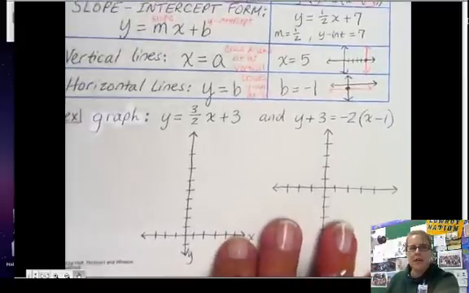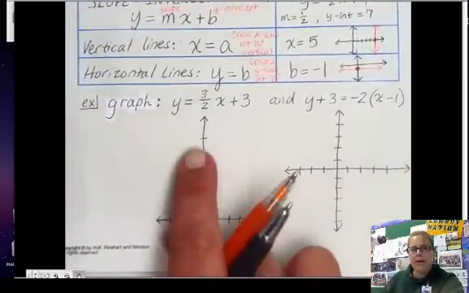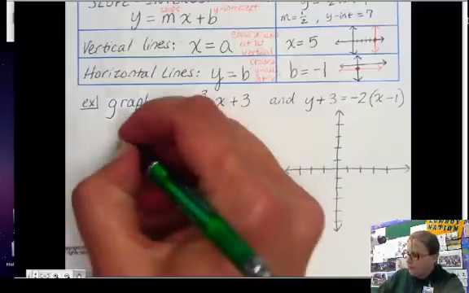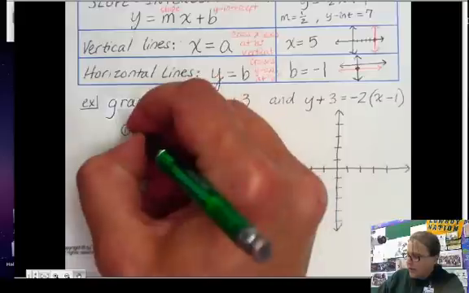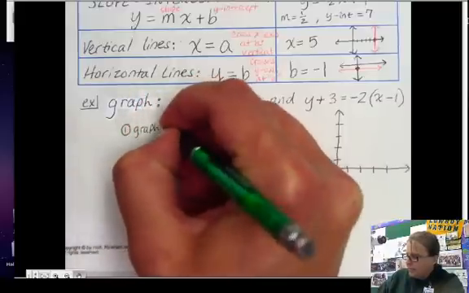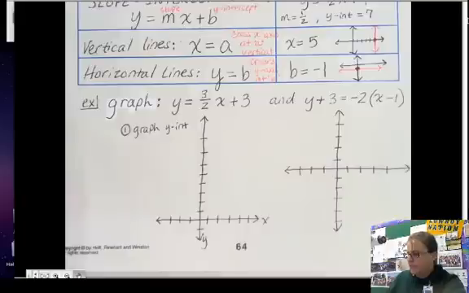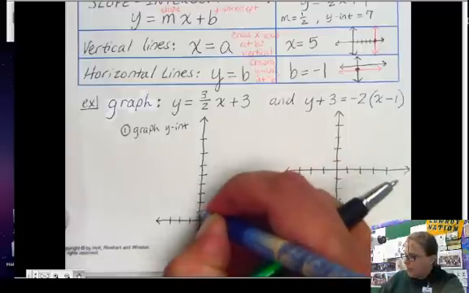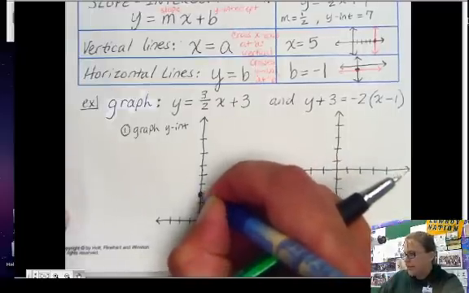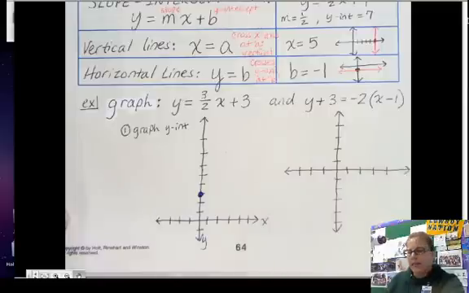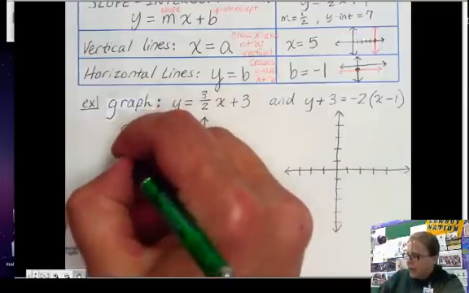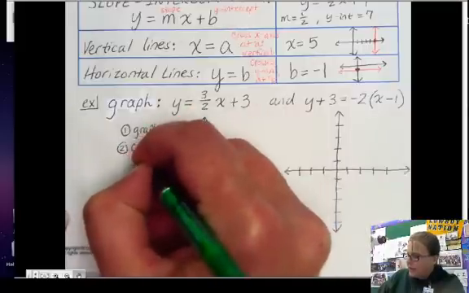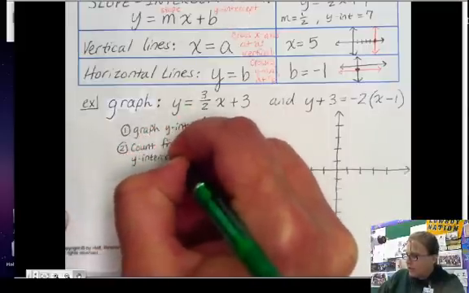We'll graph these. So if we're going to graph y equals 3 over 2x plus 3, the first thing that you do is you graph the y-intercept. So in this case, my y-intercept is at +3. So I'm going to go up 1, 2, 3 on the y-axis, and I'm going to draw a dot. The second step is you count from the y-intercept the slope.